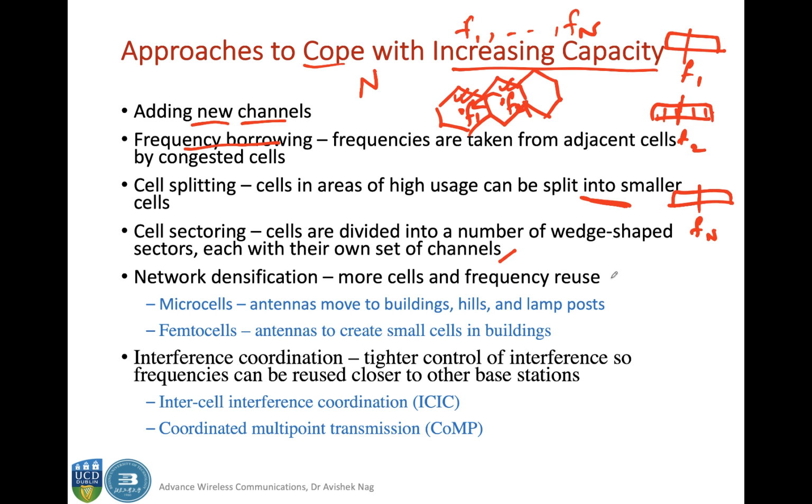We can have network densification. So we can have more cells and frequency reuse. So we can have smaller cells. We can divide the same area with a very large number of cells by having very small cells, and then we can have more frequency reuse if we have more small cells. So we can have micro cells, and we can also have femto cells. These are some of the concepts used in more advanced cellular network generations like 4G and 5G.